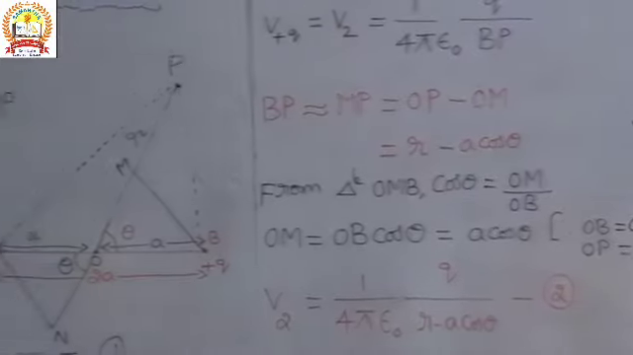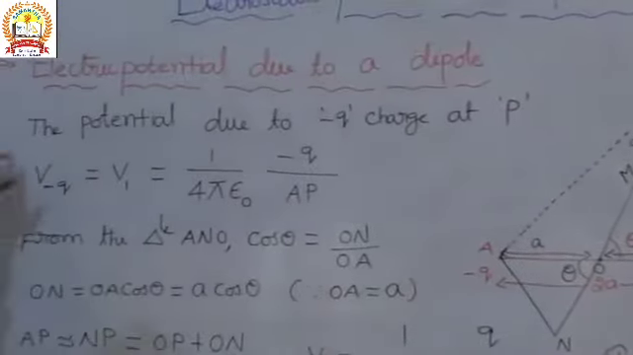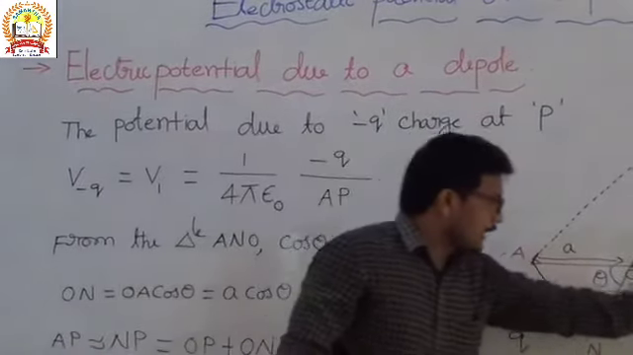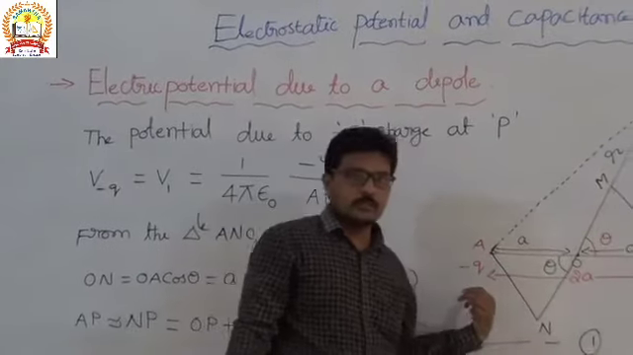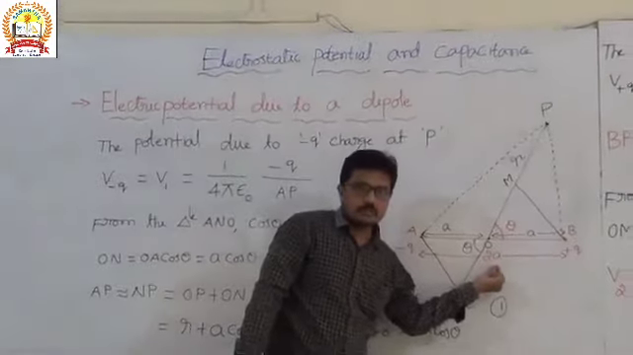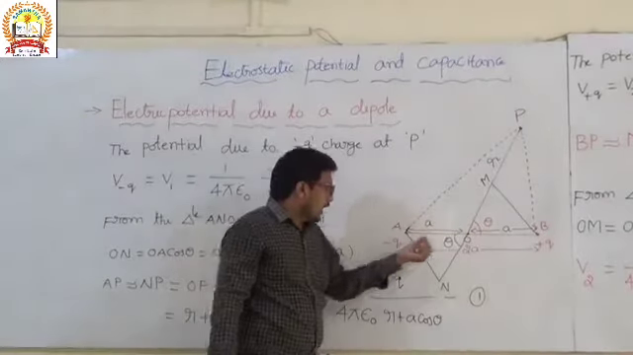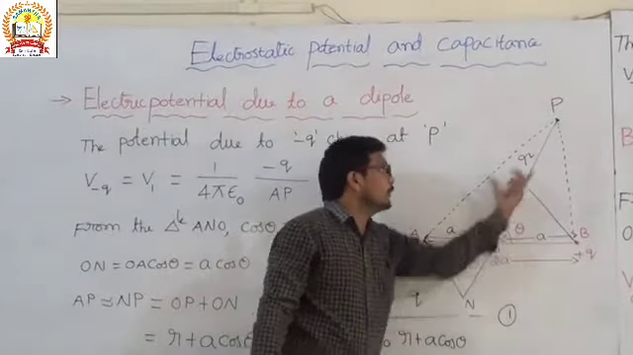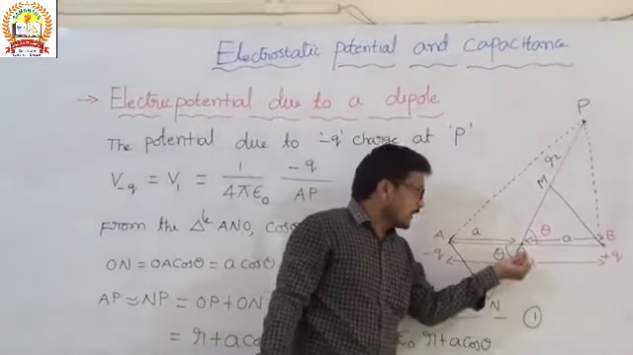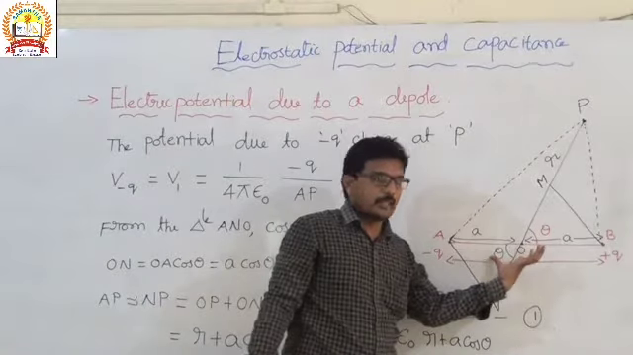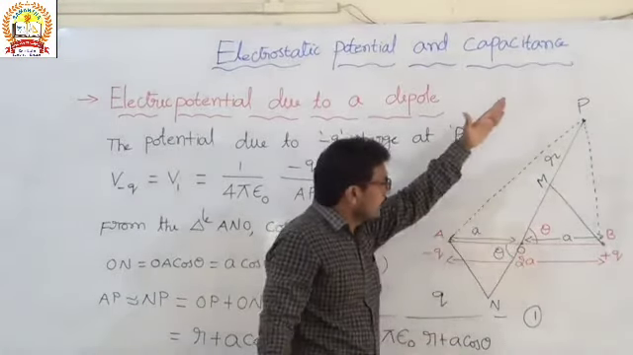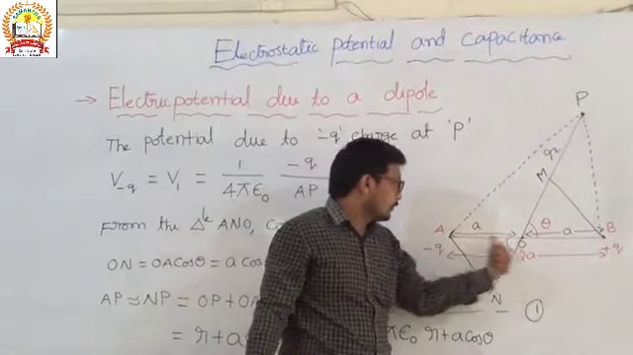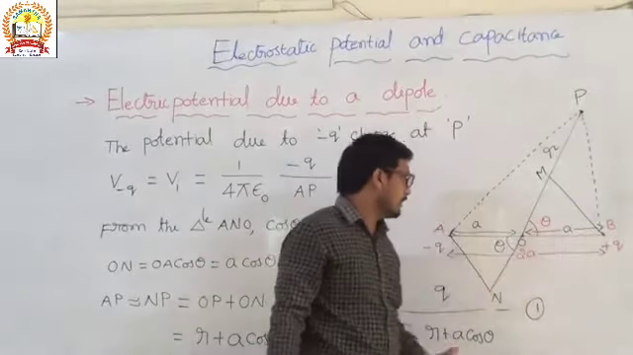So once again, we are going to find the potential due to a dipole. Here two equal and unlike charges, positive and negative charges, are separated by a small distance, and then it forms a dipole. We want to find the potential due to a dipole at point P. So we consider O as the midpoint of the dipole, and we join the line from O to P, and the distance from O to P is R. Then O to A is A, and O to B is also A.